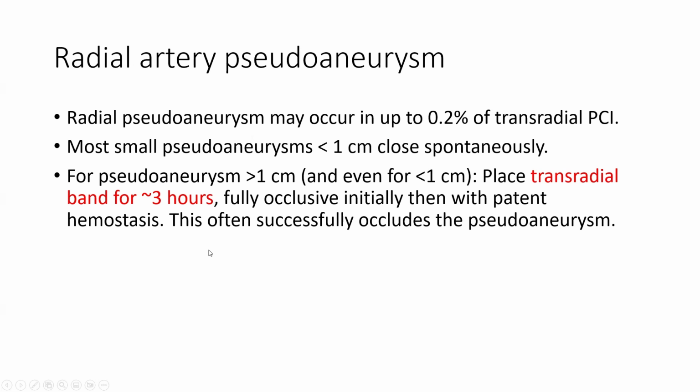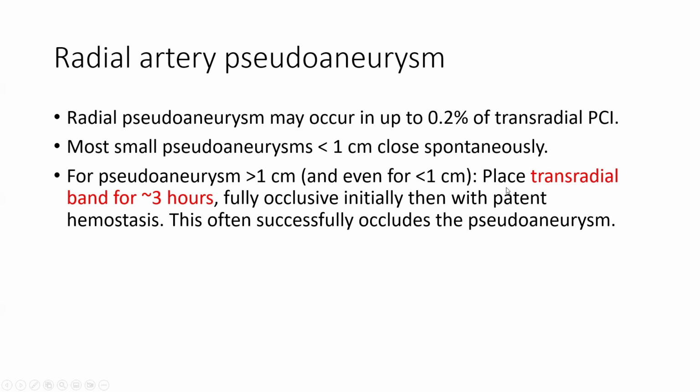I will move on briefly to describe some radial access complications, which luckily are rare and more benign. So, radial artery pseudoaneurysm, we see it occasionally. It can occur in up to 0.2% of transradial PCI based on the RADIAL trial. Most small pseudoaneurysms, less than 1 centimeter, close spontaneously, like I mentioned with femoral pseudoaneurysm. With femoral pseudoaneurysm, up to 2 centimeters frequently close spontaneously. Here, it's up to 1 centimeter. For pseudoaneurysm more than 1 centimeter, how do we treat them?